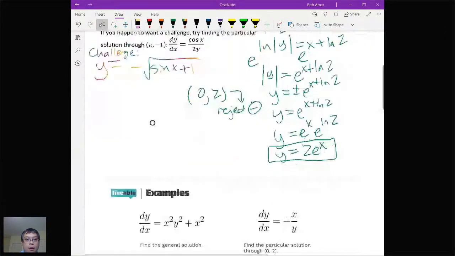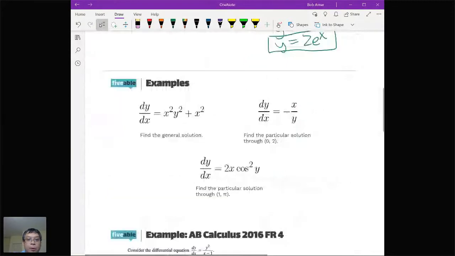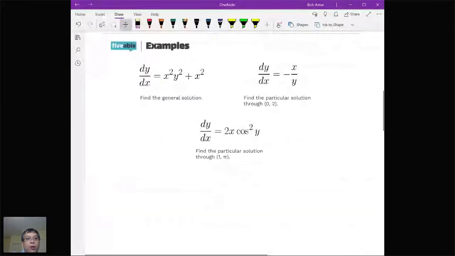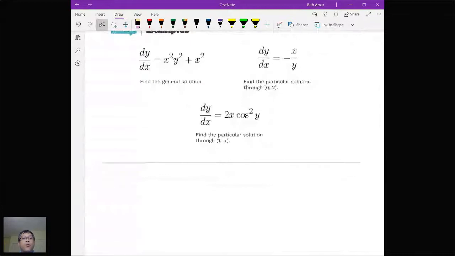Okay, so here's the first set of examples that we're going to do. I'm actually just going to make a lot of room down here, and we'll work them all individually. All right, so let's start with just this first one. dy/dx equals x squared y squared plus x squared.